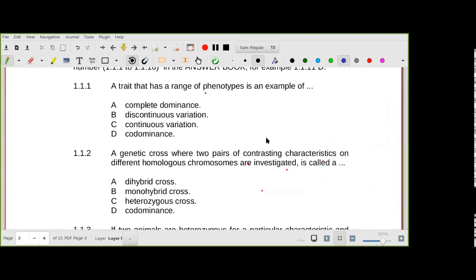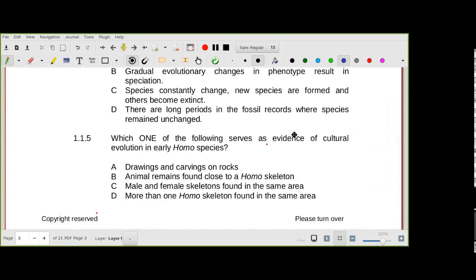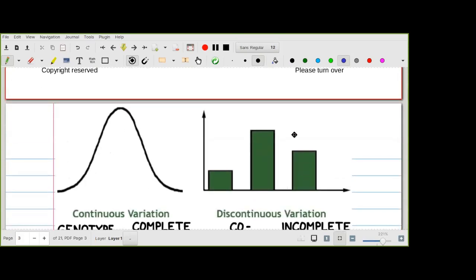So 1.1.1 says a trait that has a range of phenotypes is an example of complete dominance, discontinuous variation, continuous variation, or codominance. And as I told you guys before, you need to know the terminology around genetics very well to be able to do genetics questions. So let's quickly go through what each of these means.